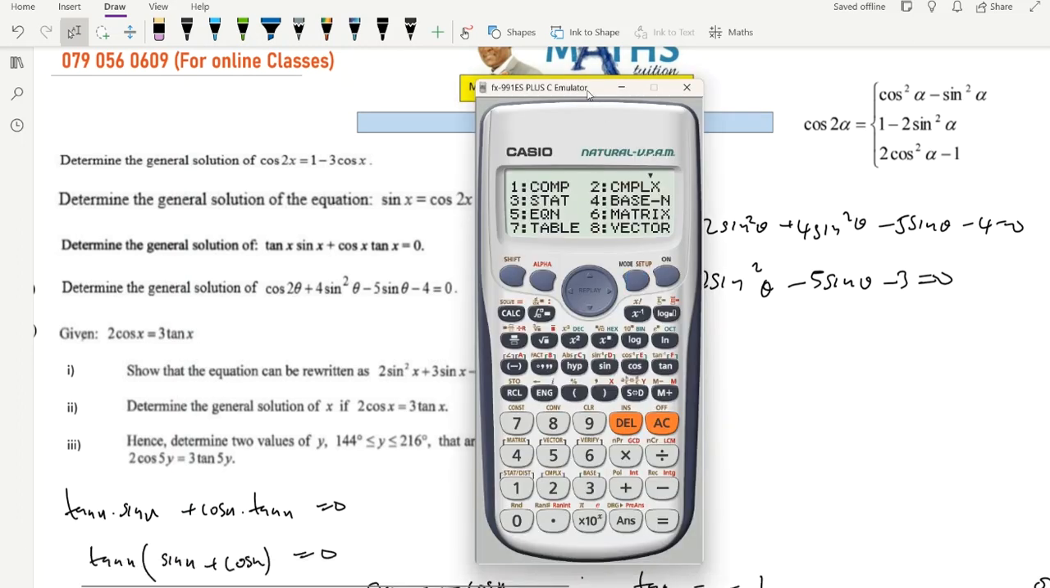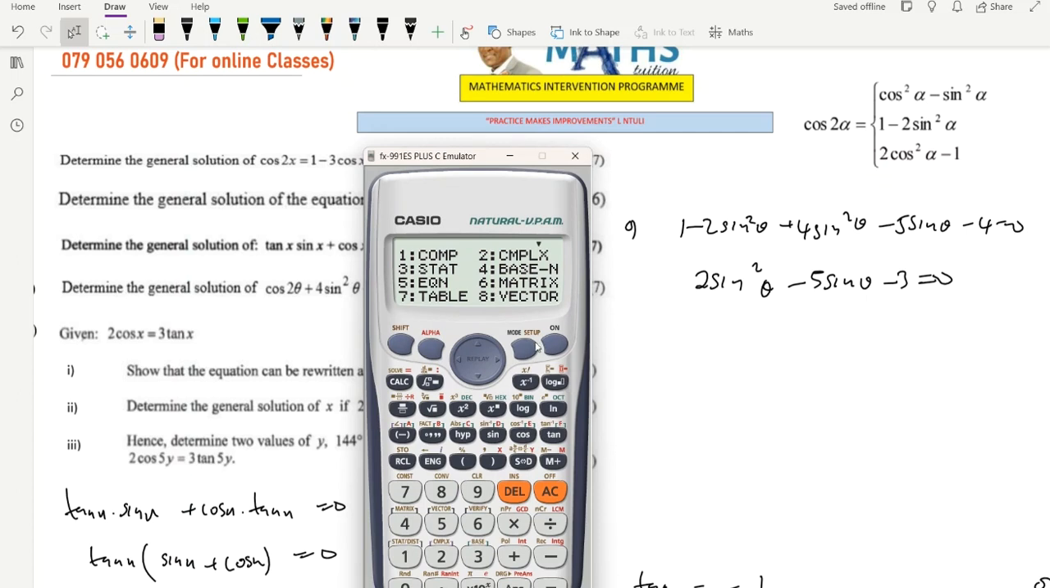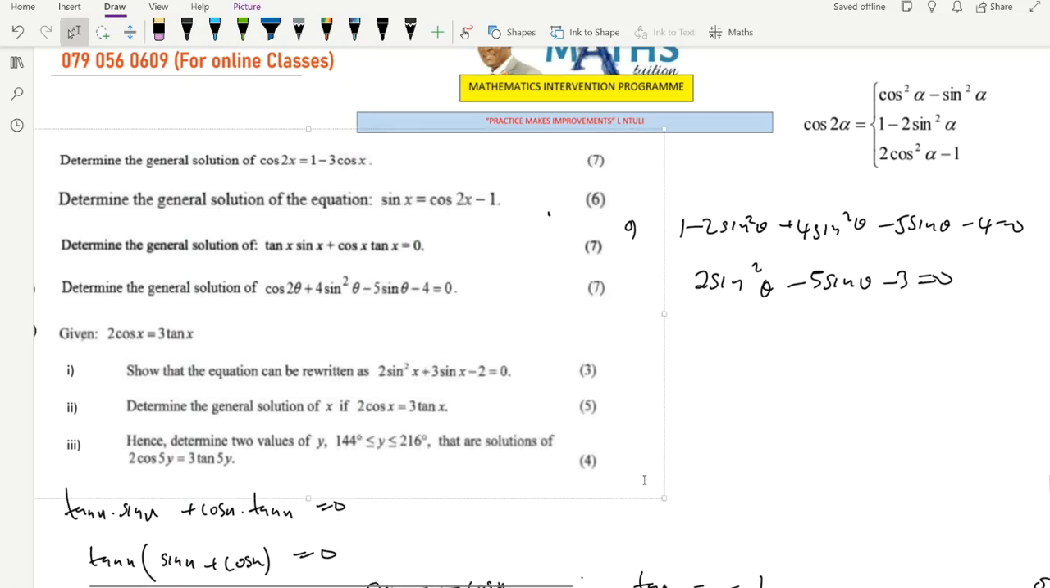Let us clear this out. Option 5, option 3. Our A is 2, our B is negative 5, and our C is negative 3. What's the x1? It's positive 3, which means it will be sine theta minus 3.